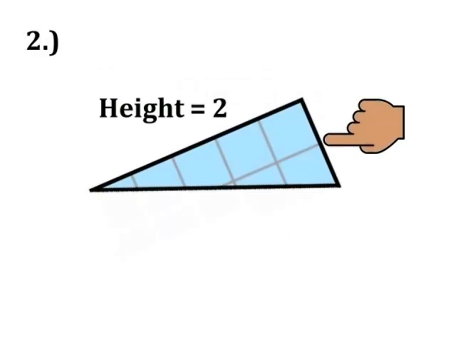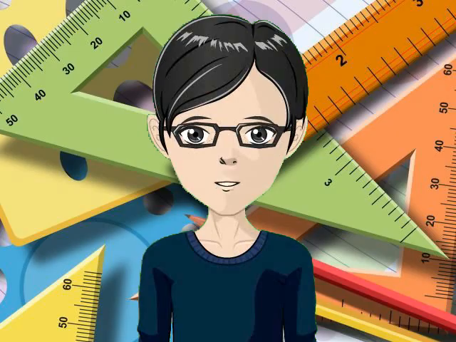Number 2. The height is 2. Nakataob yung triangle na yan. So ayusin nyo muna bago nyo bilangin yung square units sa height. Or iikot nyo na lang pabaliktad yung ulo nyo. Joke lang.